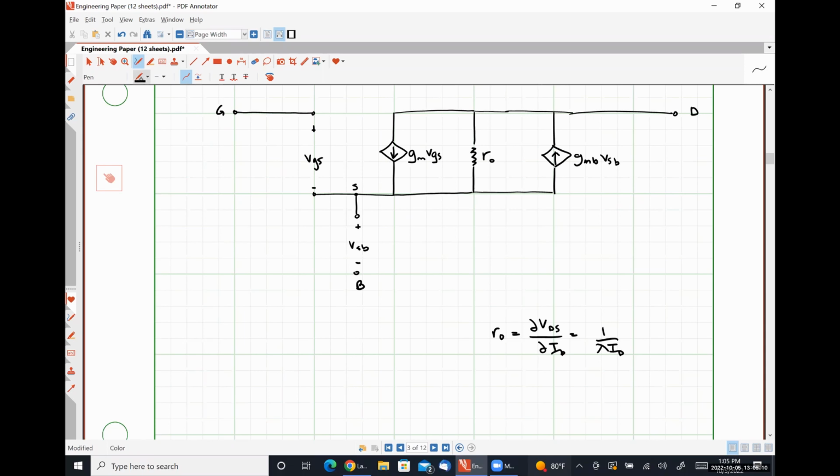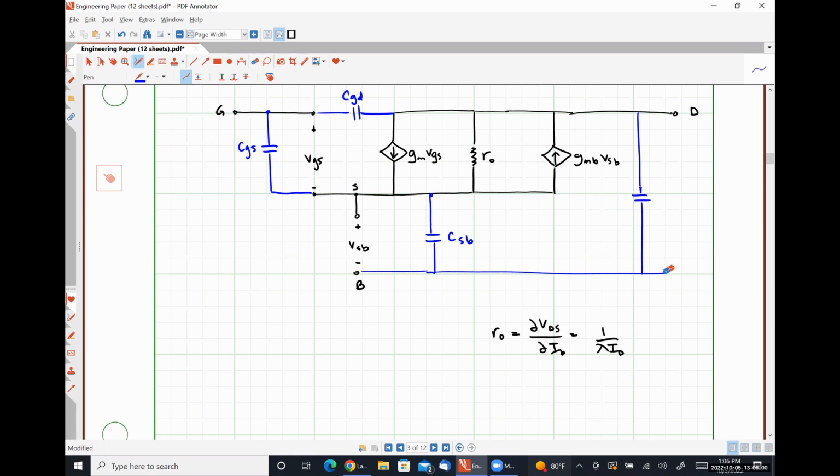So if we wanted to have a more accurate depiction, we would also need to include a capacitance CGS between our gate and our source, a capacitance CGD between our gate and our drain, a capacitance CSB between our source and our body, and a capacitance here, CDB, between our drain and our body.